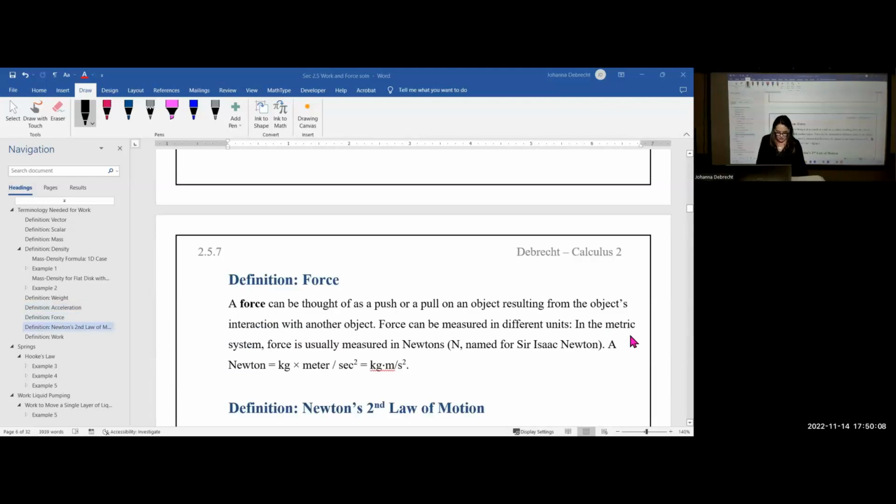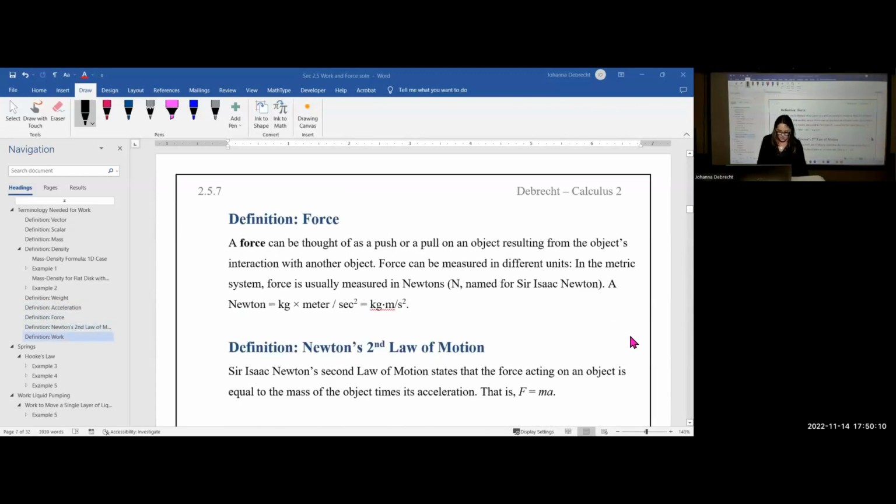Now, what we want to talk about is force. What is force? Force on an object can be thought of as a push or a pull on an object. And this is going to be some kind of interaction between the two objects. It can be measured in a lot of different units. There are lots of units of force. In the metric system, we typically use newtons with an uppercase N, named for Sir Isaac Newton. And a newton is equal to a kilogram meter per second squared. So 1 kilogram moved 1 meter per second squared, that's 1 newton. All right, so we see that we have this relationship here.